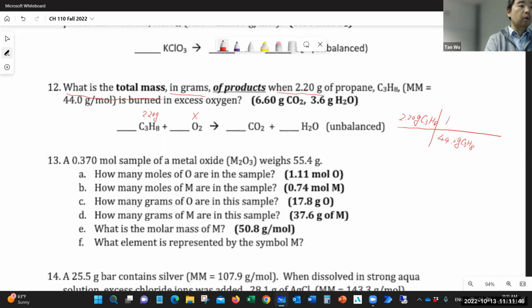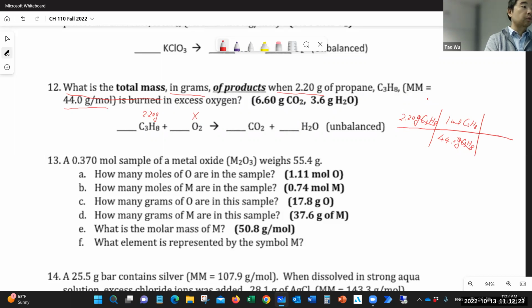So 1 mole of propane is equal to 44.0 grams. This is the meaning of the molar mass. 1 mole of this compound, those molecules added together, the mass of those molecules added together is 44 grams. That is the meaning of the molar mass. So the mass cancels out, and 2.20 divided by 44 is in moles, the moles of propane.